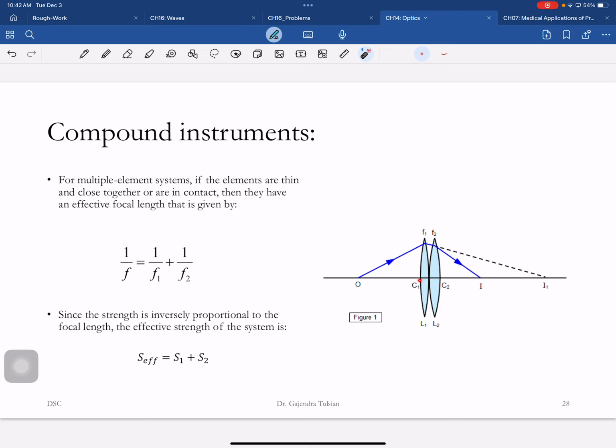So this is what happens in your eye. Your cornea does most of the bending. Your cornea does 75% of the bending. Your lens only does 25% of the bending. But of course, the lens can change its focal length. The cornea cannot change its focal length.